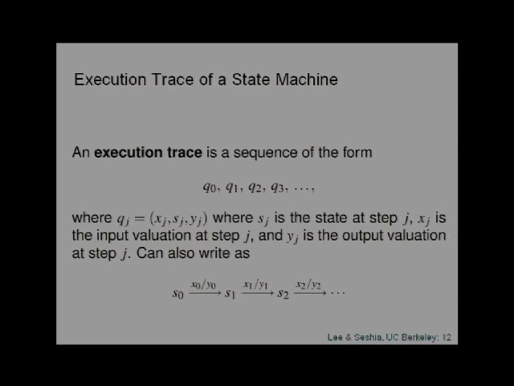You can also write a trace this way. This is often more convenient to visualize. This says that the machine starts in state S0, and then if it gets input x0, it generates output y0 and goes to state S1. The thing we have down at the bottom of the slide is the same sequence as we have up here, but it's written in a more convenient way.